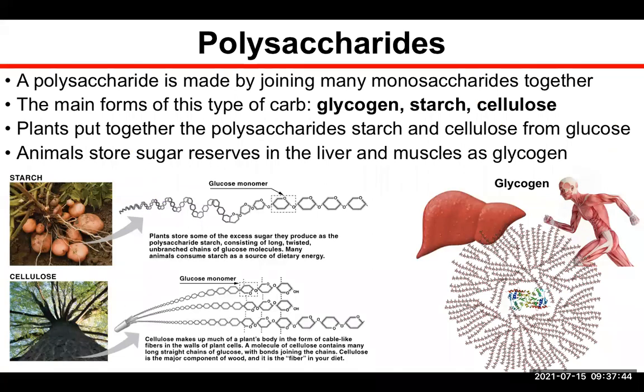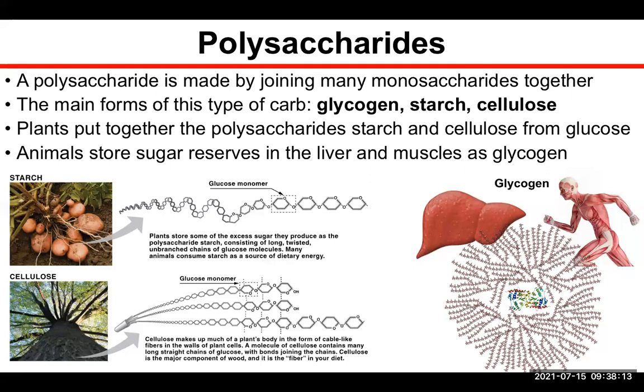So when you begin linking these all together, you're going to get polysaccharides. So poly meaning many. So many sugar or sweet molecules stuck together. And there's a couple of different forms of them, but the main ones that I'm going to go over in this class that are relevant to nutrition are going to be glycogen, starch, and cellulose. Here I have examples of what these particular polysaccharides look like.